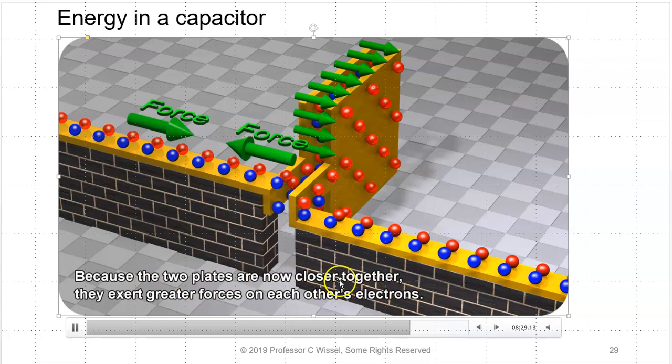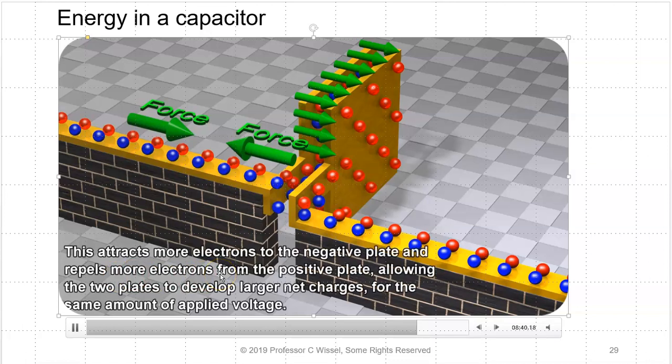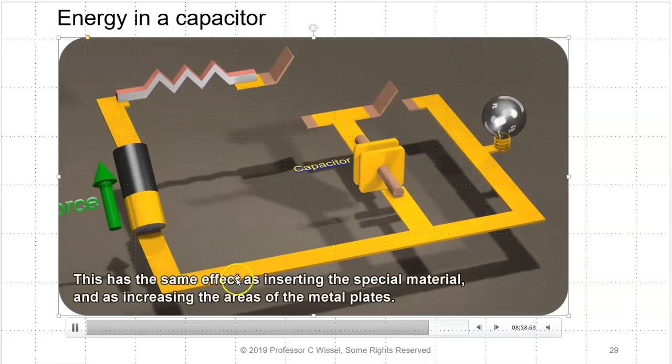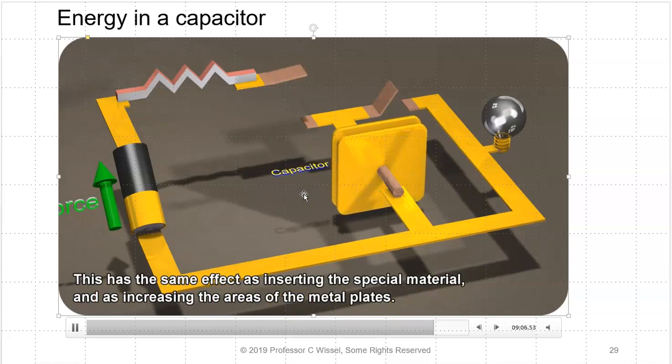Because the two plates are now closer together, they exert greater forces on each other's electrons. This attracts more electrons to the negative plate and repels more electrons from the positive plate, allowing the two plates to develop larger net charges for the same amount of applied voltage. This has the same effect as inserting the special material or as increasing the areas of the metal plate, so it makes the capacitance of the capacitor larger.